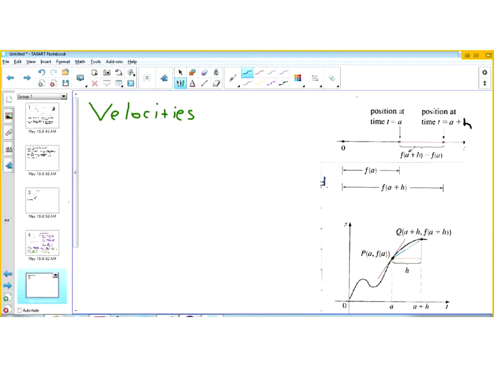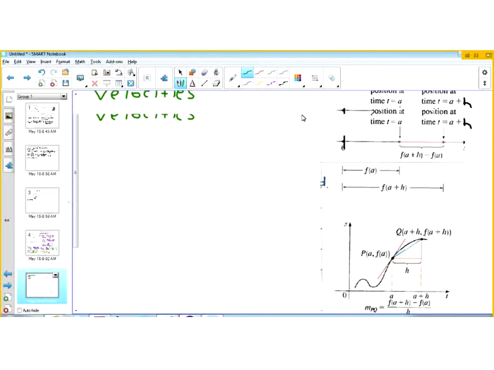All right, so the total time traveled is h, and the distance traveled would be f of a plus h, the final position minus the initial position. So this would be the displacement, and then this would be the time, right? And that's shown here as well through these markers. And of course, we're referencing it with respect to the origin on the t-axis.